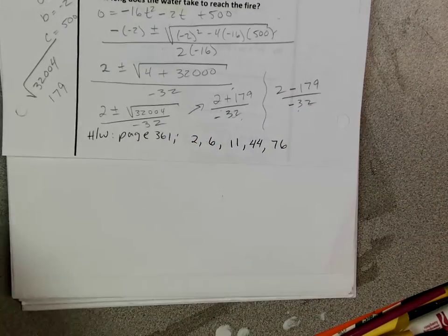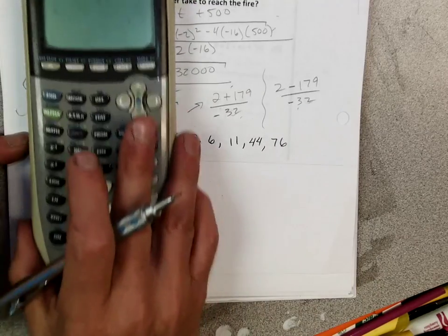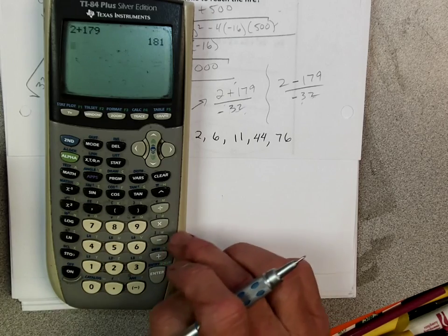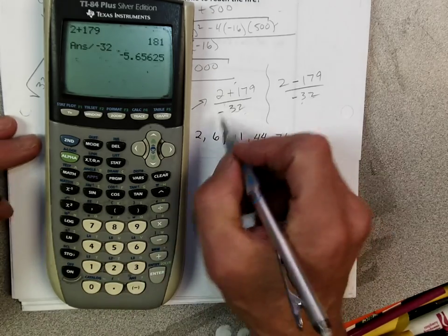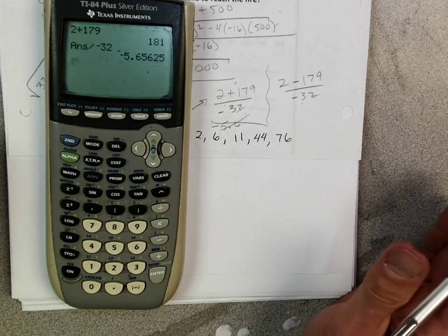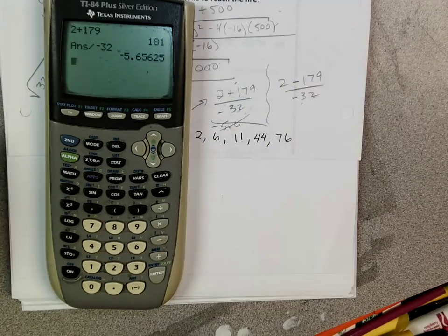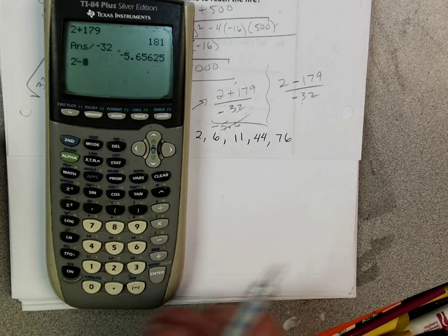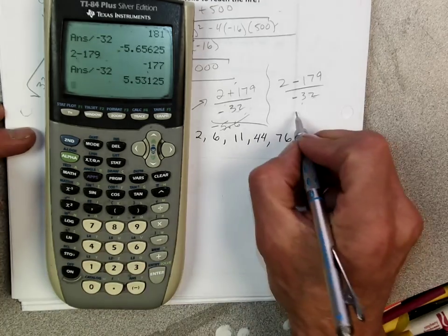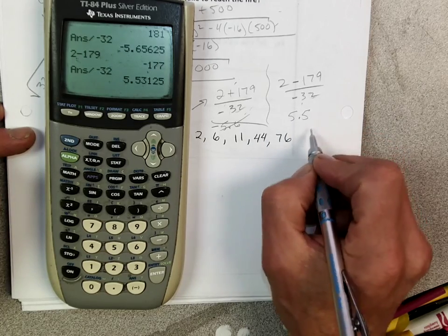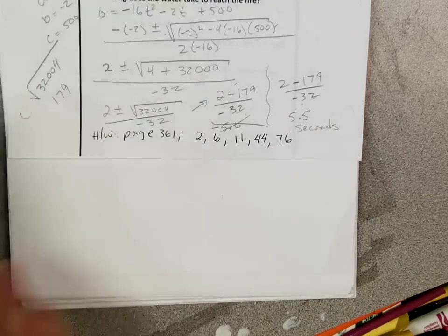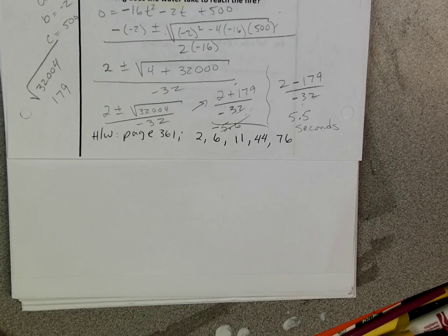Okay, so in my calculator, let's go. Let's just go the first one. 2 plus 179 divided by negative 32, and I get an answer of negative 5.6. Throw it out. That's negative time. We don't do negative time. Now the other one, divided by negative 32, and I get about a 5.5. So that's time. It's going to take 5.5 seconds for the firefighter to get the heck out of there, right? You better start running.